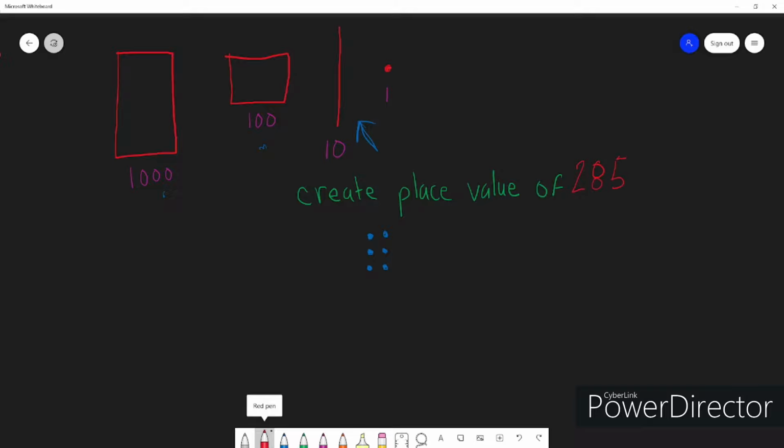285. So as always, we go ahead and take a look at the legend that's above us. Can you see in the top left, the box that says 100? Well, we know that the number 2 is located in the hundreds place. So we're going to go ahead and utilize 2 100 boxes.